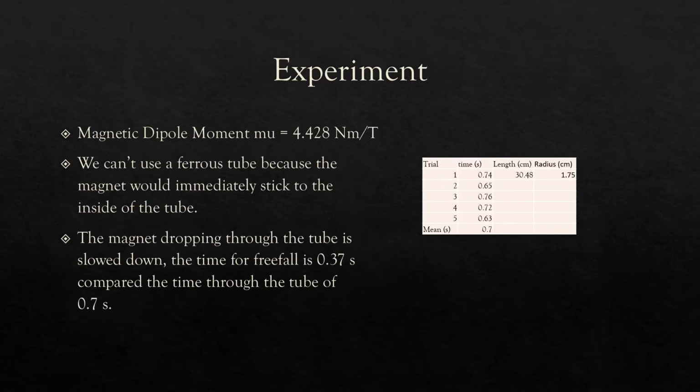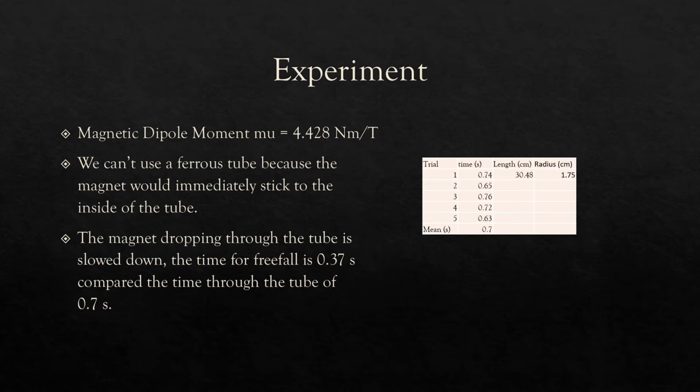In this experiment, I used the calculated magnetic dipole moment mu from a previous experiment that we did, and I found it to be 4.428 Newton meters per Tesla. We can't use a ferrous tube because the magnet would immediately stick to the inside of the tube.